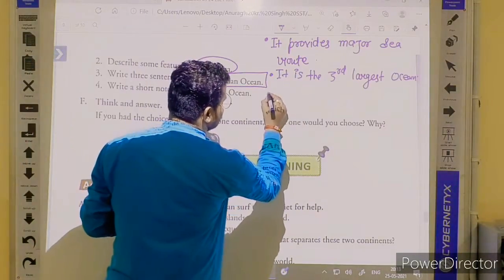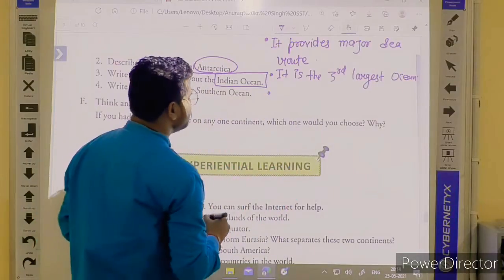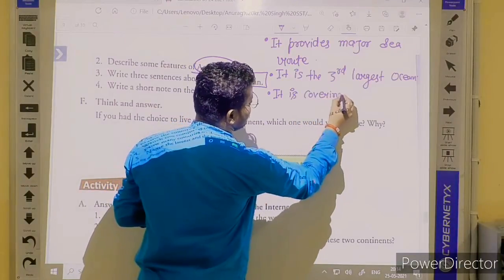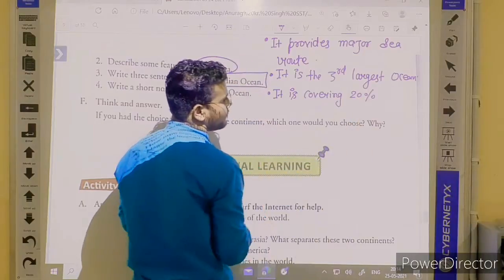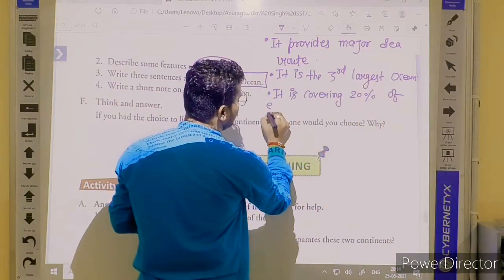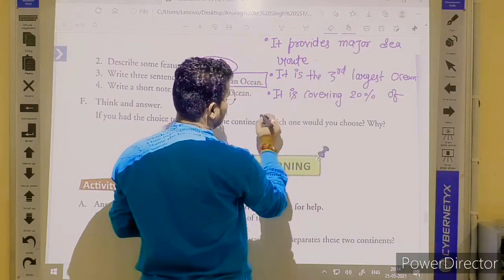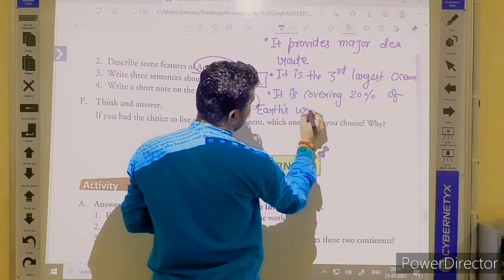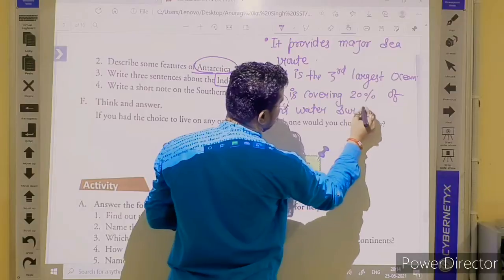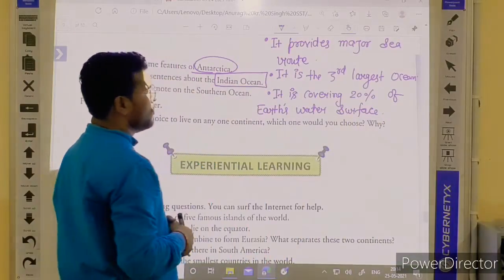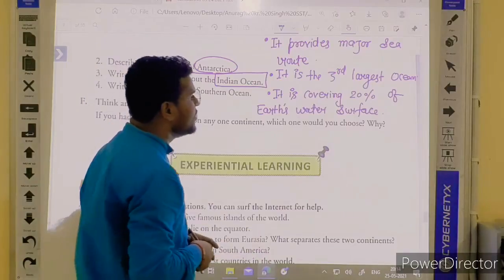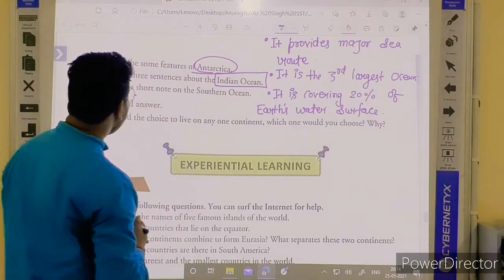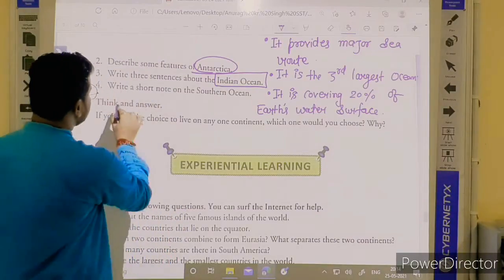And last point about Indian Ocean is: it is covering 20% of Earth's water surface. How many percent? 20%. It is covering 20% of Earth's water surface. Is it clear student? Now, let us come on the last question.